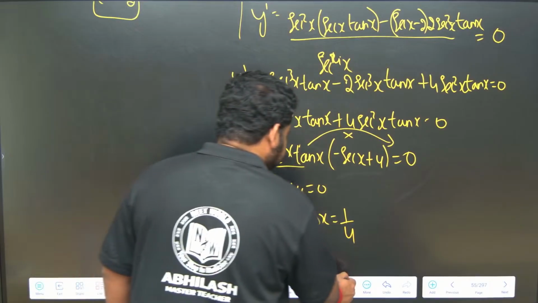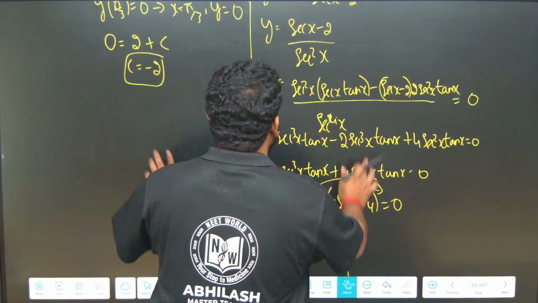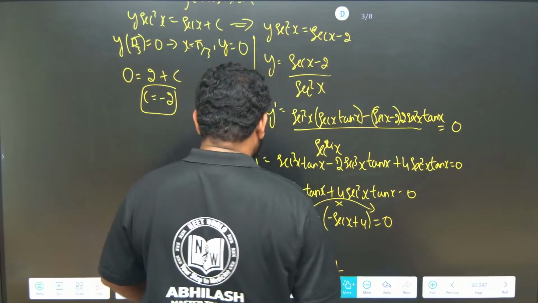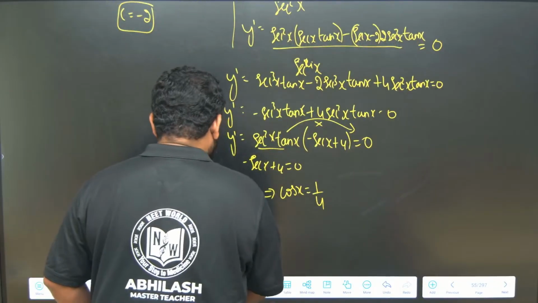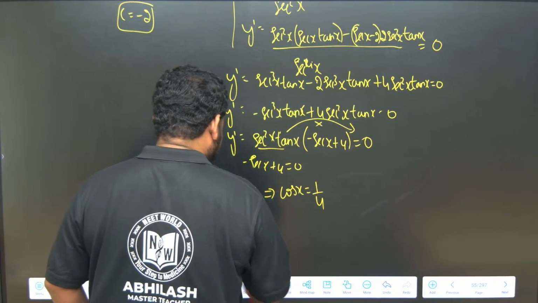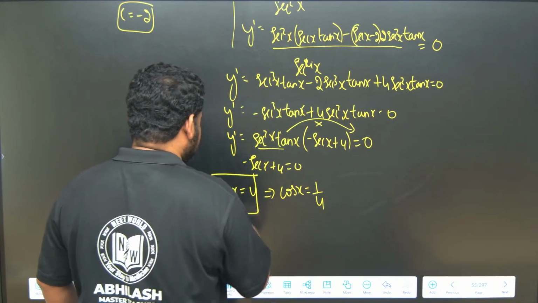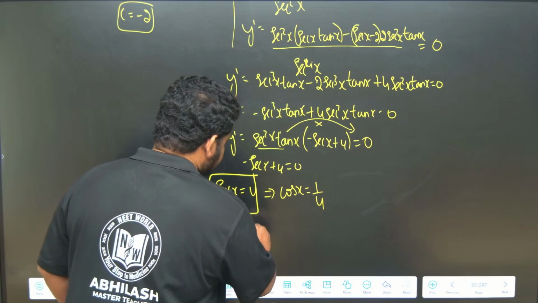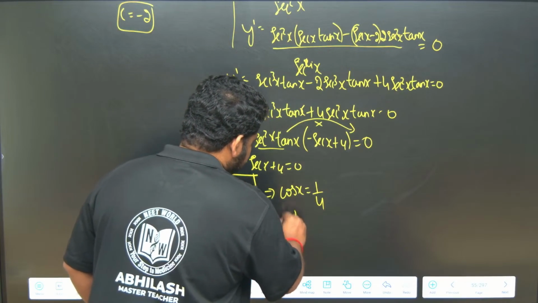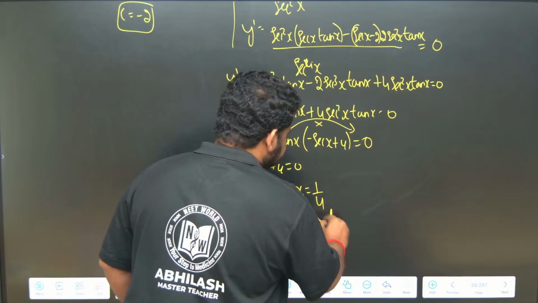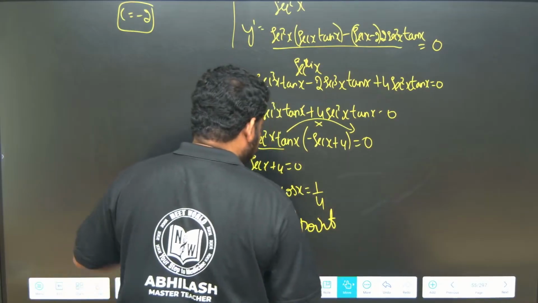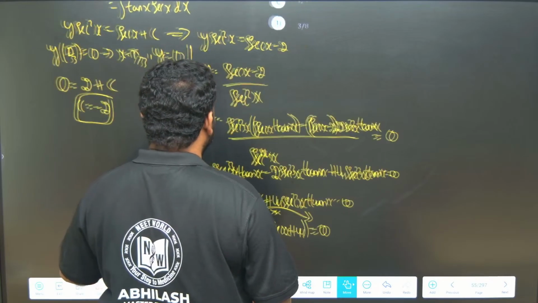Now they are asking us to find the maximum value. Maximum value of this. So what is the critical point that I got? The critical point is secant x is equal to 4. This is the maximum value. This critical point I have to put in the given equation. So when I put secant x is equal to 4, what will I get here?